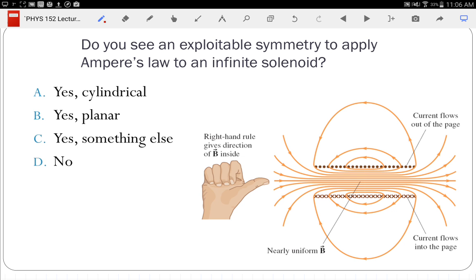So, our first clicker question about a solenoid. Do you see a nice exploitable symmetry that we could use Ampere's law on? And are you just answering randomly now, Jaron?